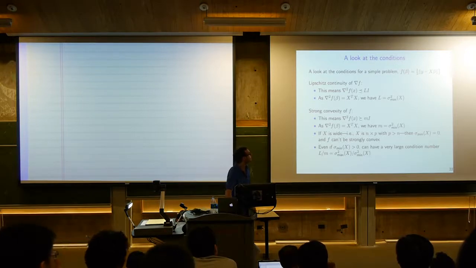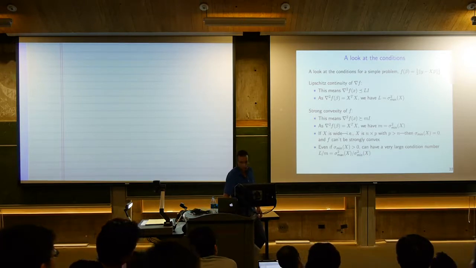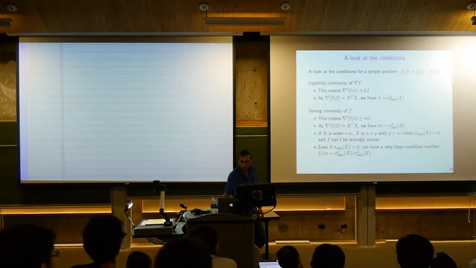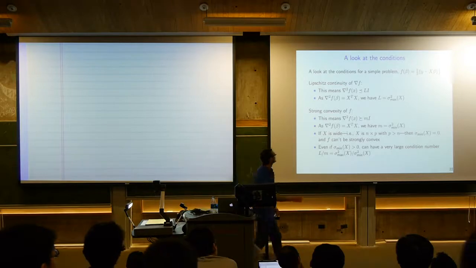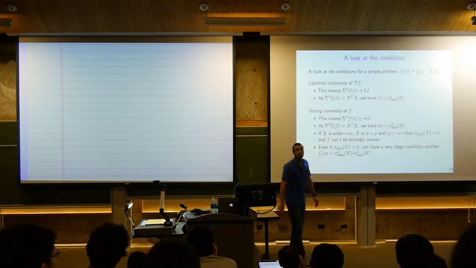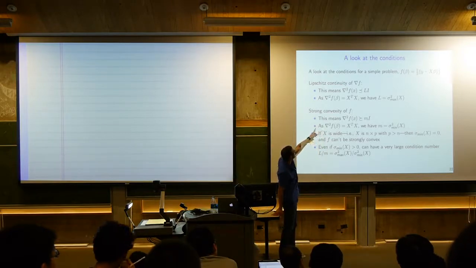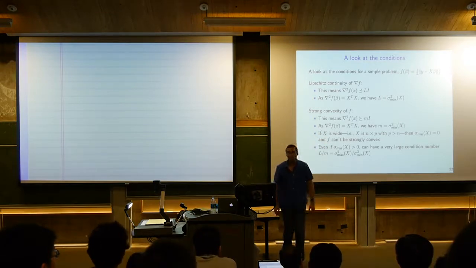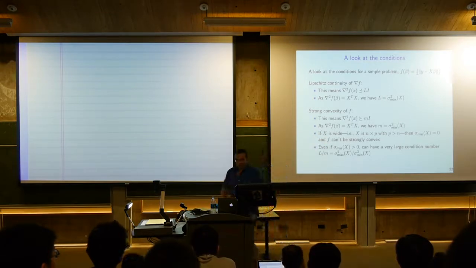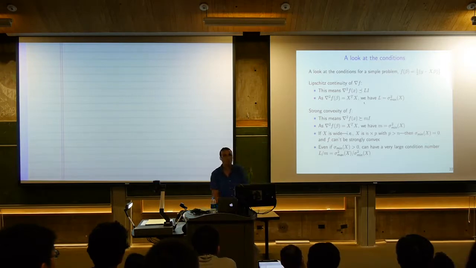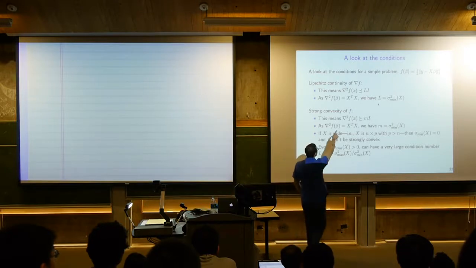But let's just think about what would happen if we wanted to optimize this function with gradient descent. So what does it mean to assume that the gradient is Lipschitz? That means, if you calculate it out, that we have an upper bound on the largest eigenvalue of the Hessian, but the Hessian is just x transpose x.